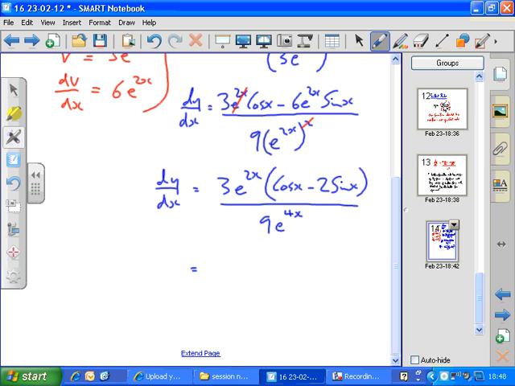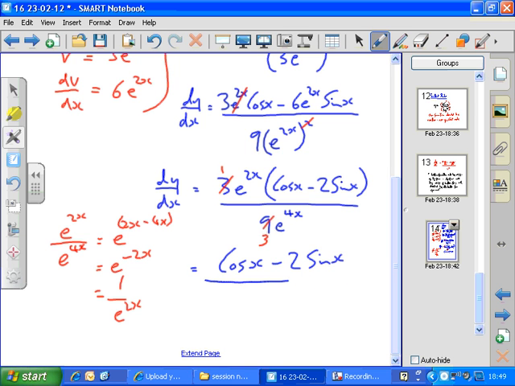Another way of thinking of it is, if I do e to the 2x divided by e to the 4x, using laws of indices, that means e to the 2x minus 4x, because I subtract the powers when I divide. 2x minus 4x is minus 2x, which is 1 over e to the 2x. So in other words, either way of looking at it, I'm left with e to the 2x at the bottom. And again, 3 goes into 3 once, 3 goes into 9 3 times. So I'm actually left with cos x minus 2 sine x over 3 e to the 2x as the final answer.